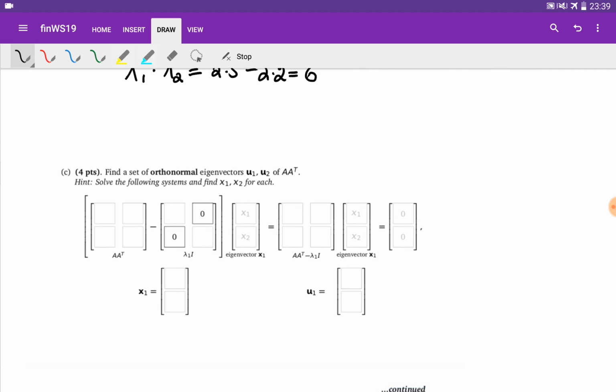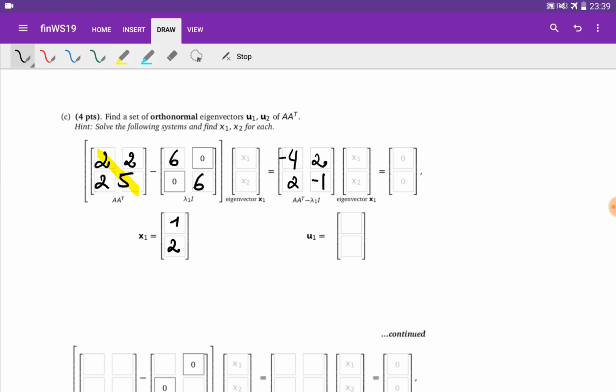Now we need to find the orthonormal eigenvectors U1 and U2 of AA transpose. In order to do this, we need to subtract the first eigenvalue, which is 6, multiplied by the identity from the AA transpose matrix, which is [2, 2; 2, 5]. Basically we need to subtract 6 from the diagonal entries of this matrix, which gives [-4, 2; 2, -1]. To which vector do we need to multiply this matrix in order to get 0 and 0? It is going to be 1 and 2. If we multiply the first column by 1 and the second column by 2 and add them, we will get 0 and 0. Now we need to normalize this. The norm of the vector x1 is the square root of 1 squared plus 2 squared, which is the square root of 5. So it's going to be 1 over square root of 5 and 2 over square root of 5.